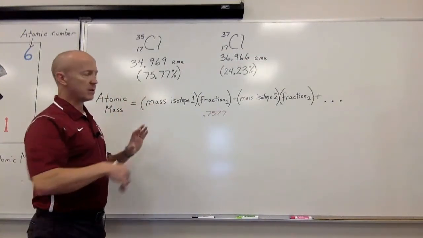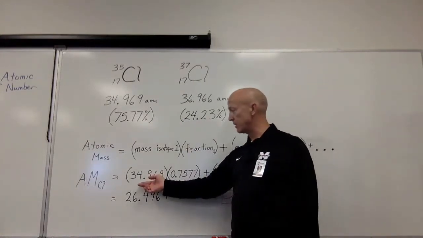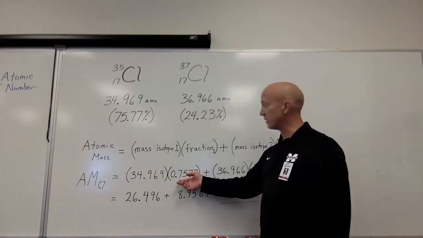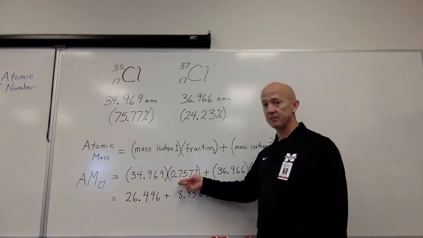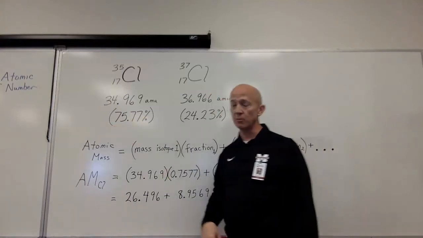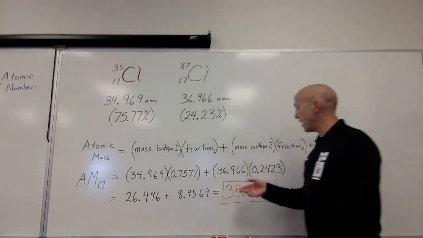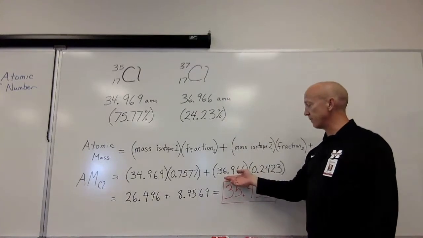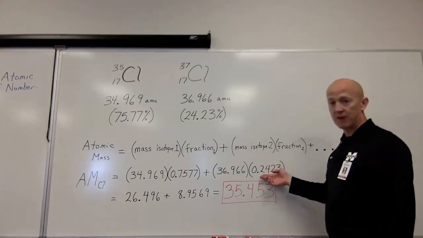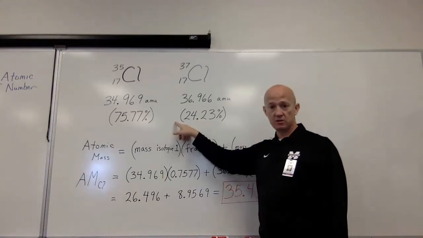So let's put it all together and we'll show you how to solve it. First, I take the mass of chlorine-35, that is 34.969 AMU, and I multiply it by the fraction of the total abundance, 0.7577. Note that I have taken my percentage and converted it to a decimal. We want the fraction, not the percent. Okay, so make sure you convert. Now, over here I have chlorine-37, the mass of which is 36.966 AMU, and I multiply it by its fraction, 0.2423. Again, I convert this to a decimal.